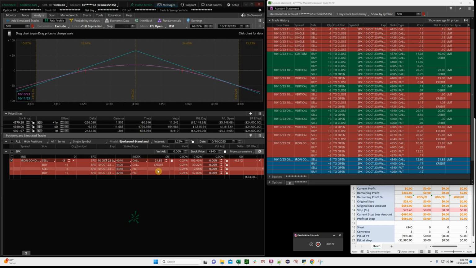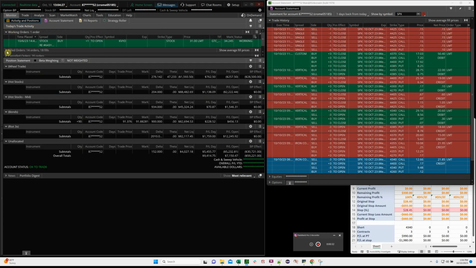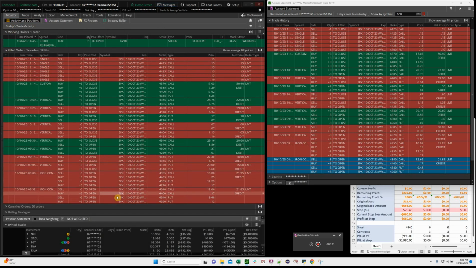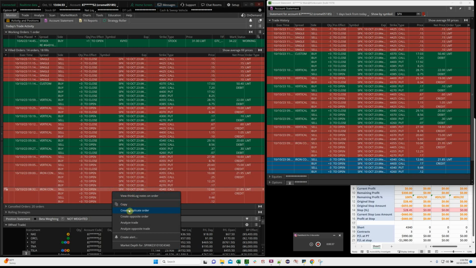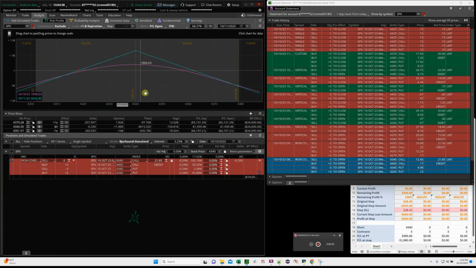When I fill an order, I copy the trade from the filled orders down here, and I paste that in. I just go analyze trade, and it puts that trade into my analyzer, and that way I can see it on my screen here. I've also set it, today is the 10th, to show where the trade is at expiration, but I also have adjusted the price right here to what the price of the SPX was at the time that I did this trade.